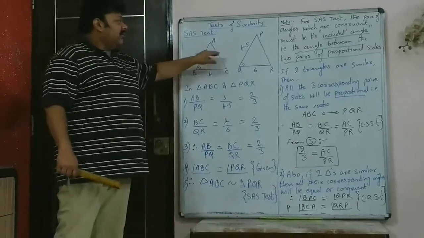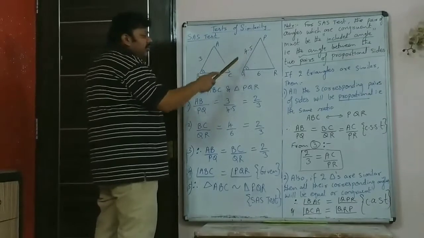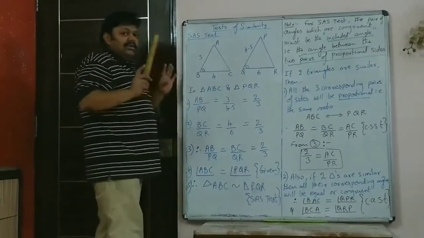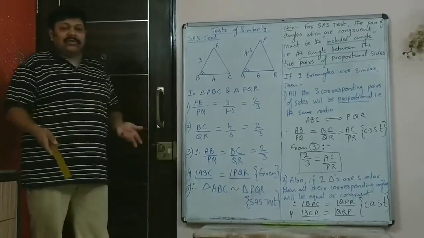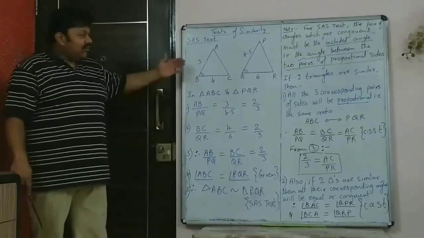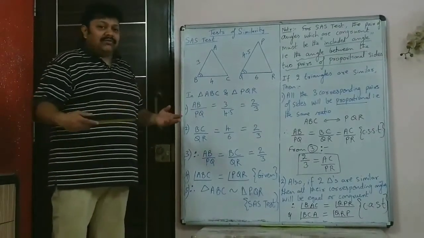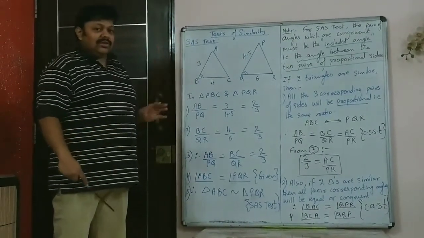Now here you have been given two triangles. In these two triangles ABC and PQR, they have not given that these are similar triangles, because if they give it as similar triangles, then you don't have to prove anything. But if you have to prove these two triangles are similar, then you will have to use one of the three tests. The first test is the SAS test.